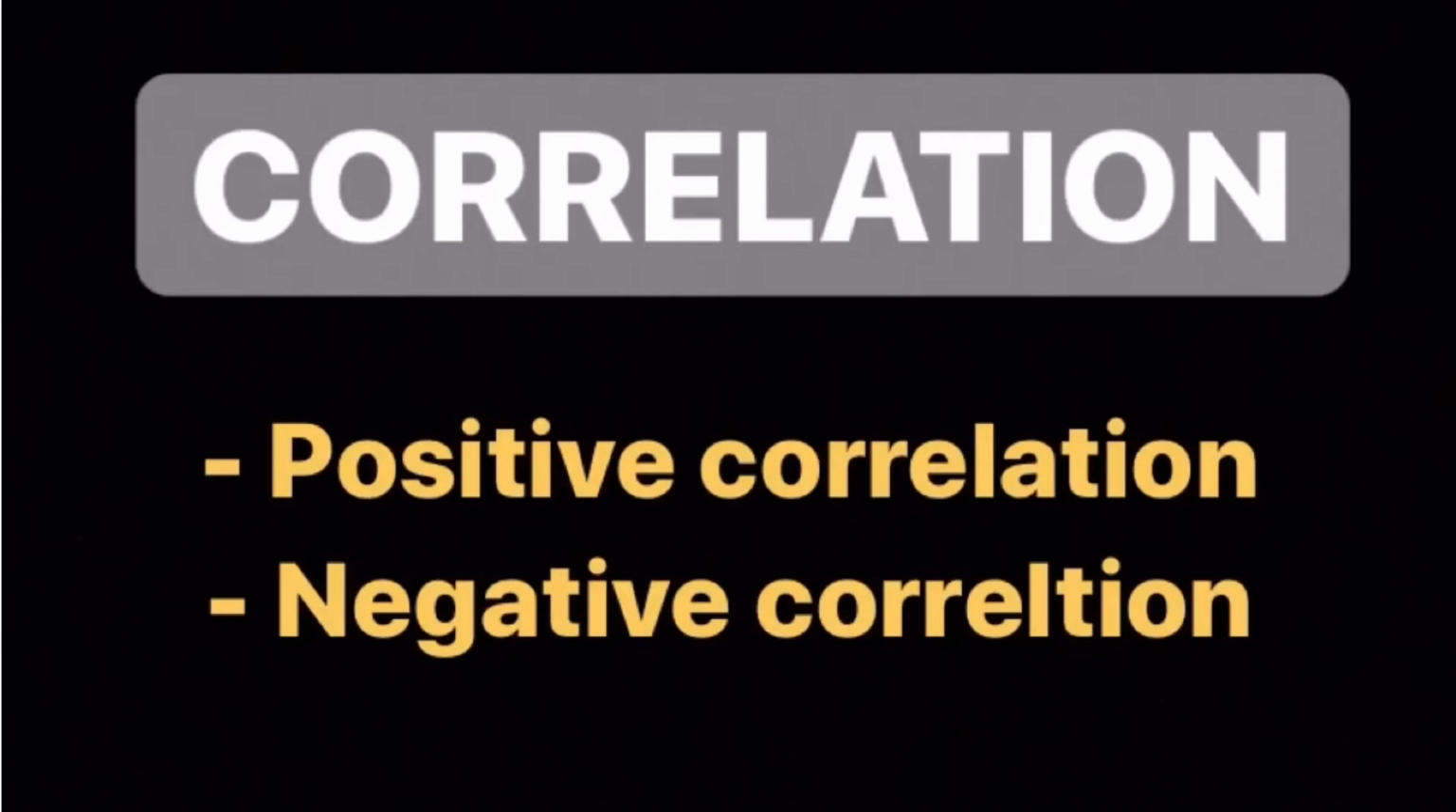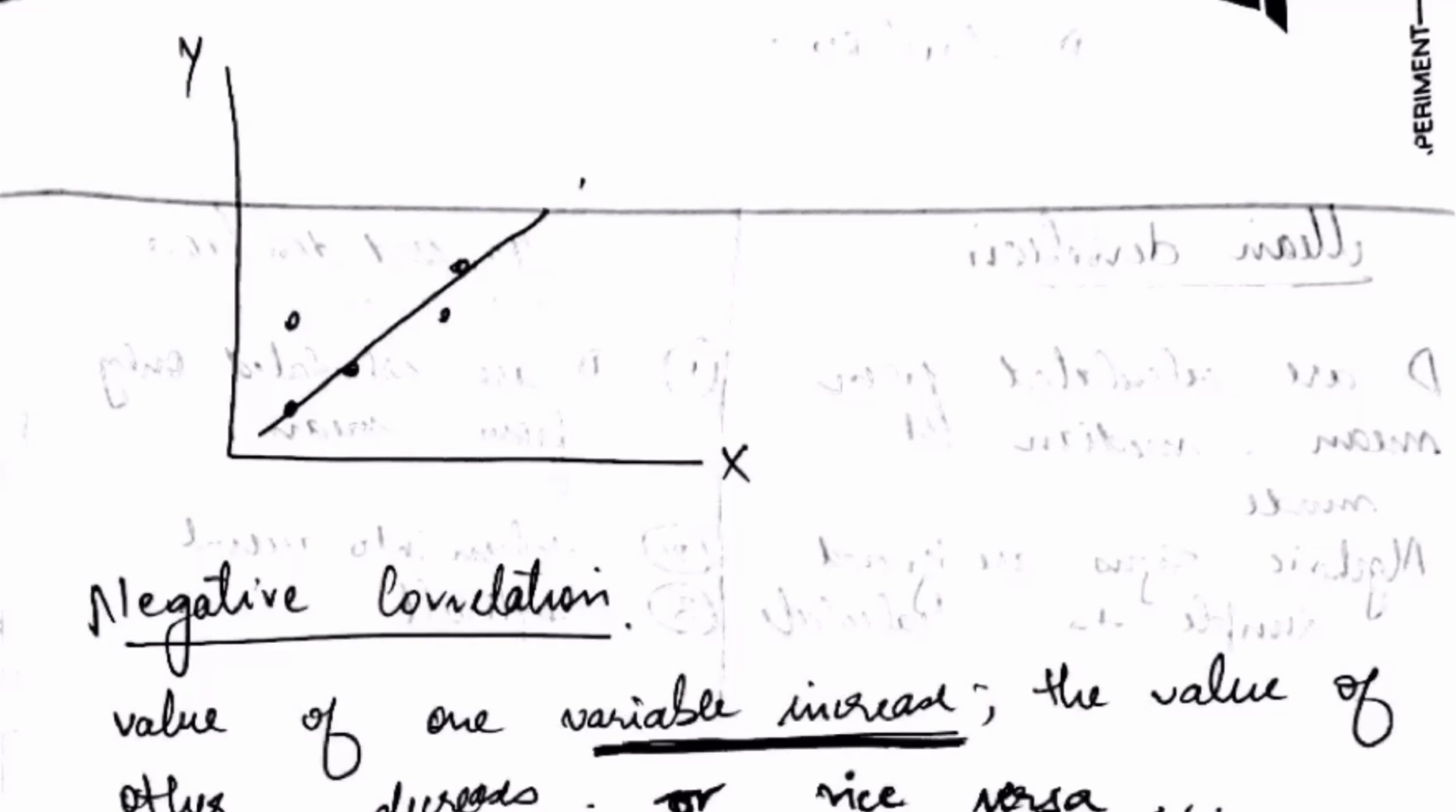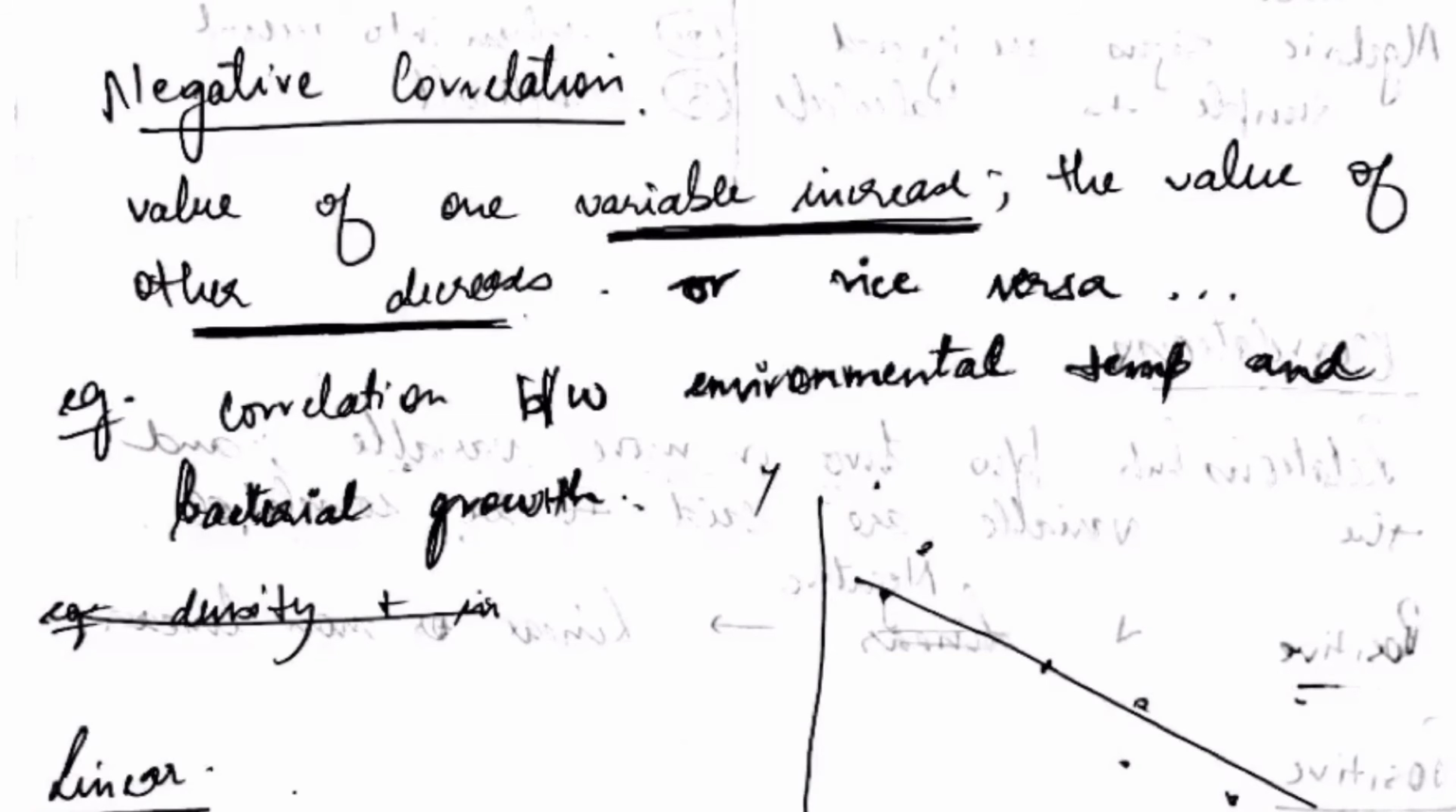So let's start with positive correlation. Positive correlation means the values of two variables deviate in the same direction. That is, if there is an increase in the value of one variable, then on average, there is also an increase in the value of the other variable. Examples where positive correlation is seen are when we measure height and weight, or income and expenditure.